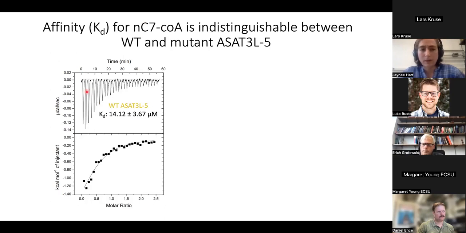So to follow this up, I took this ASAT3-like 5 enzyme and then I put it in a calorimeter, and then the calorimeter injects doses of NC7-CoA into the protein. When the ligand binds the protein, in this case, heat is released. And when you track the release of heat over time as the ligand binds to the protein, you can actually quantify the association between the ligand and the protein, which again, I just could never have done with ASAT1-like because you can't get enough protein to do this kind of analysis.